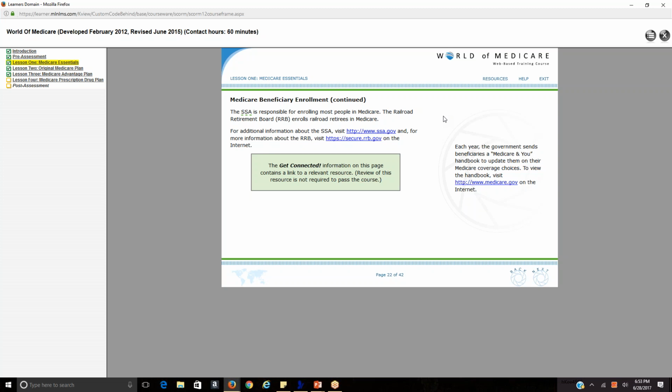Okay, if you are a Medicare beneficiary, every year Medicare is going to send you a little book, a handbook that says Medicare and You, to update you on your Medicare coverage choices, what your new deductibles are, and so on and so forth. And you can always download it as well on the Medicare.gov website.